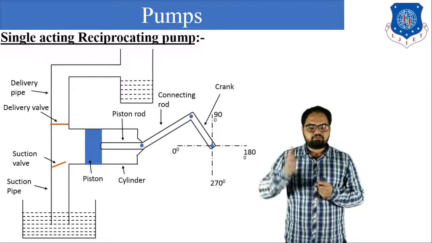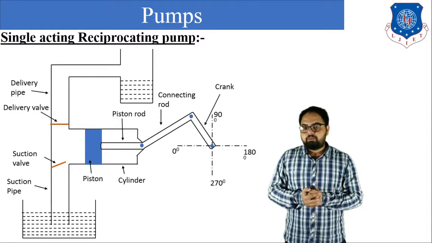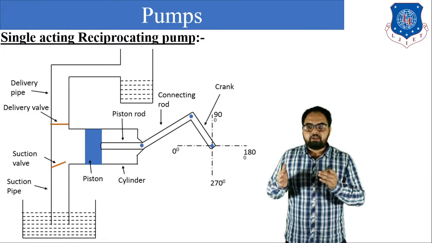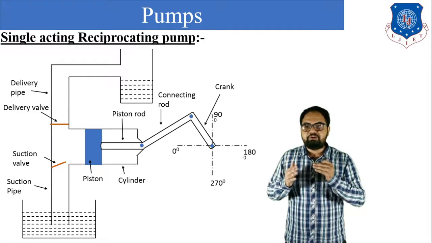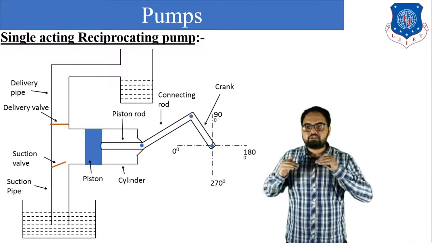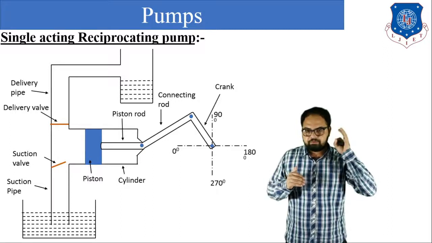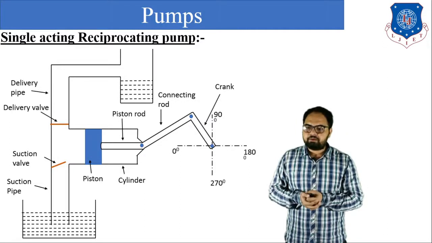The first is the function of the suction pipe. The suction pipe delivers the liquid sucked by the pump from the sump to the cylinder. That is the function of the suction pipe.